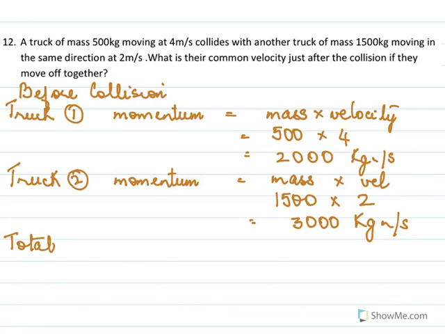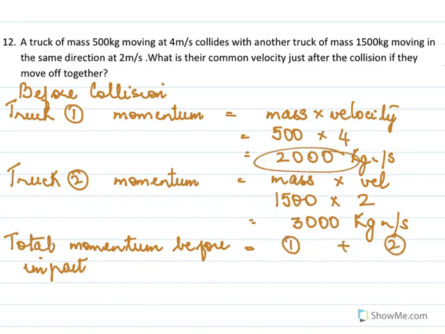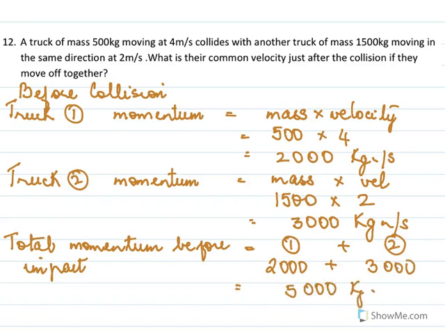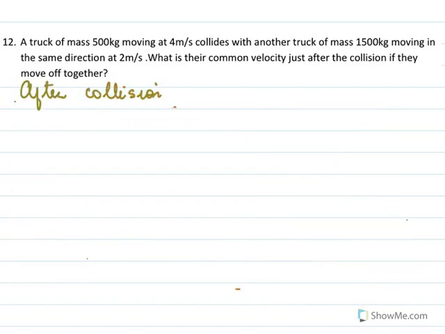Now total momentum before impact will be momentum of truck 1 plus momentum of truck 2. Momentum of 1 is 2000 and of 2 is 3000. So we have 2000 plus 3000, which is 5000 kg meter per second. Now we have to find the momentum after impact. So now after collision we need to find total momentum, in fact we find the total momentum because both of them move together.